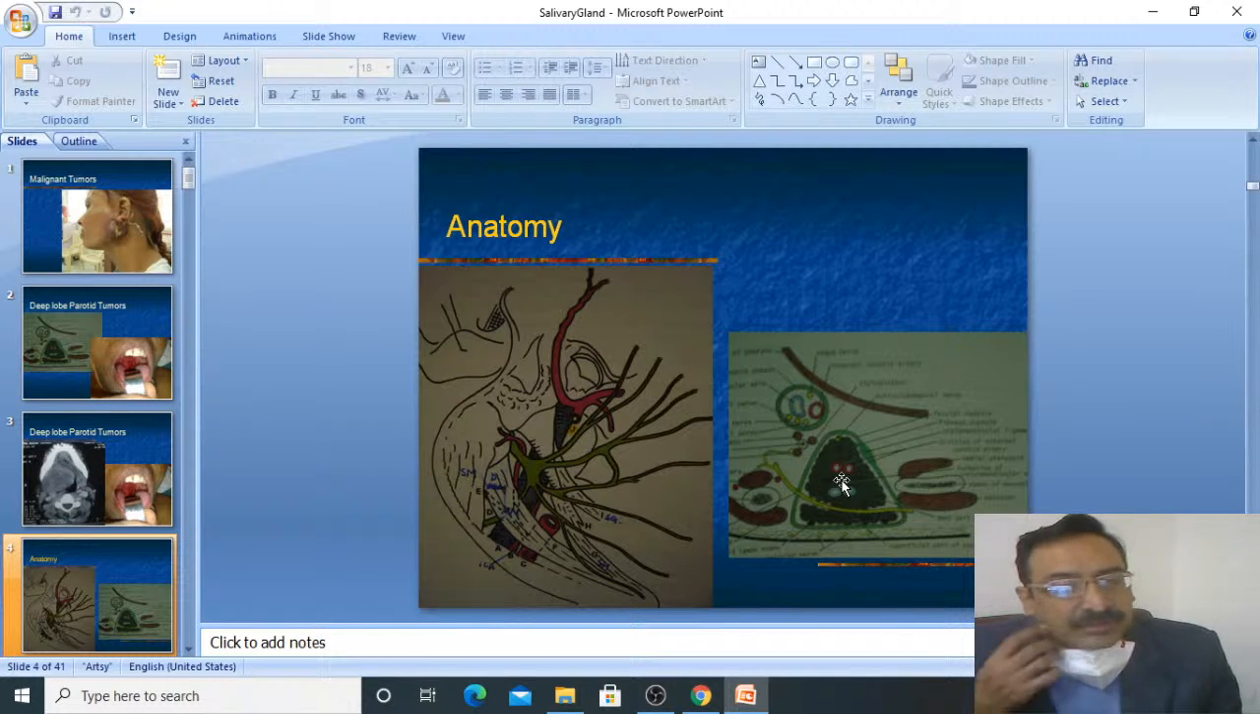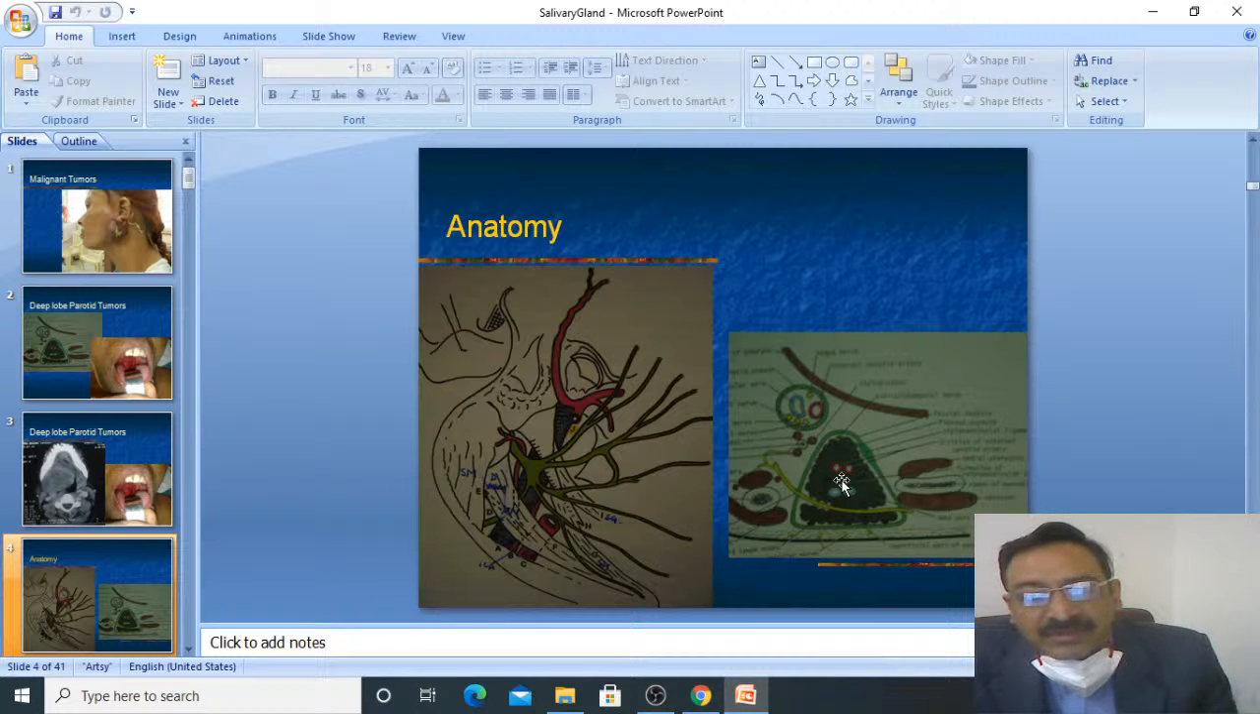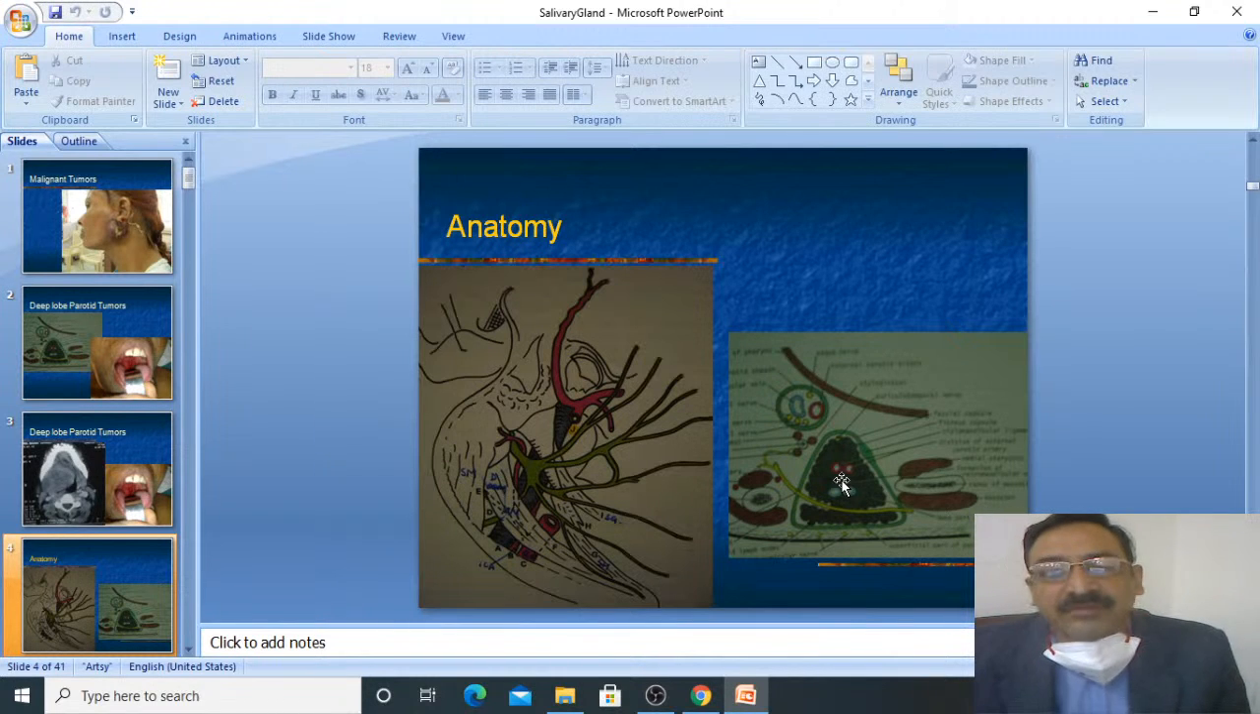So when you see a tumor in the retromandibular space, you're never quite sure if this is superficial to the nerve or deep to the nerve. And most are superficial to the nerve. 80% of tumors are superficial tumors. But you don't want to go in for surgery and be caught with a tumor which is unfortunately deep to the nerve, and so the patient will have more morbidity than anticipated.